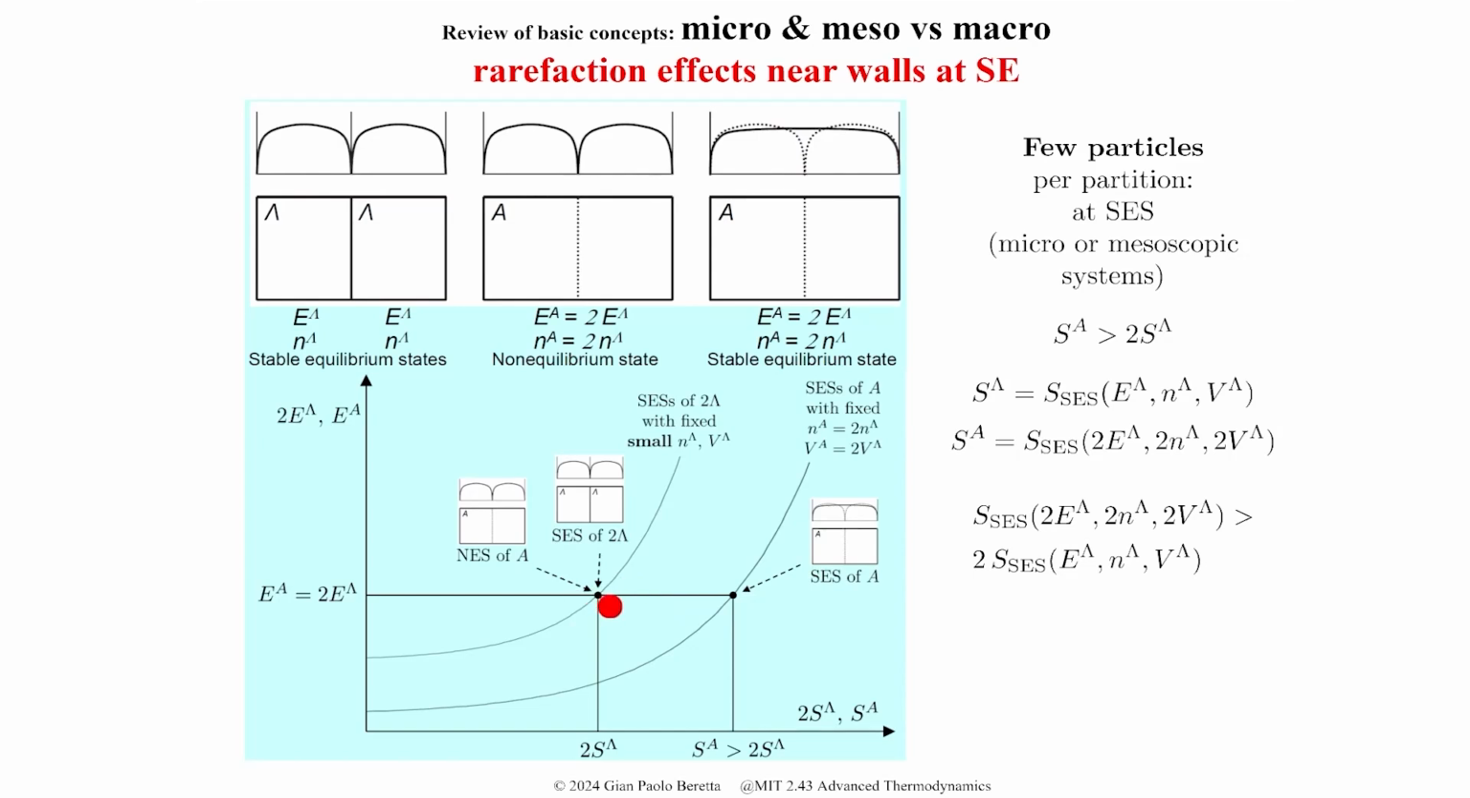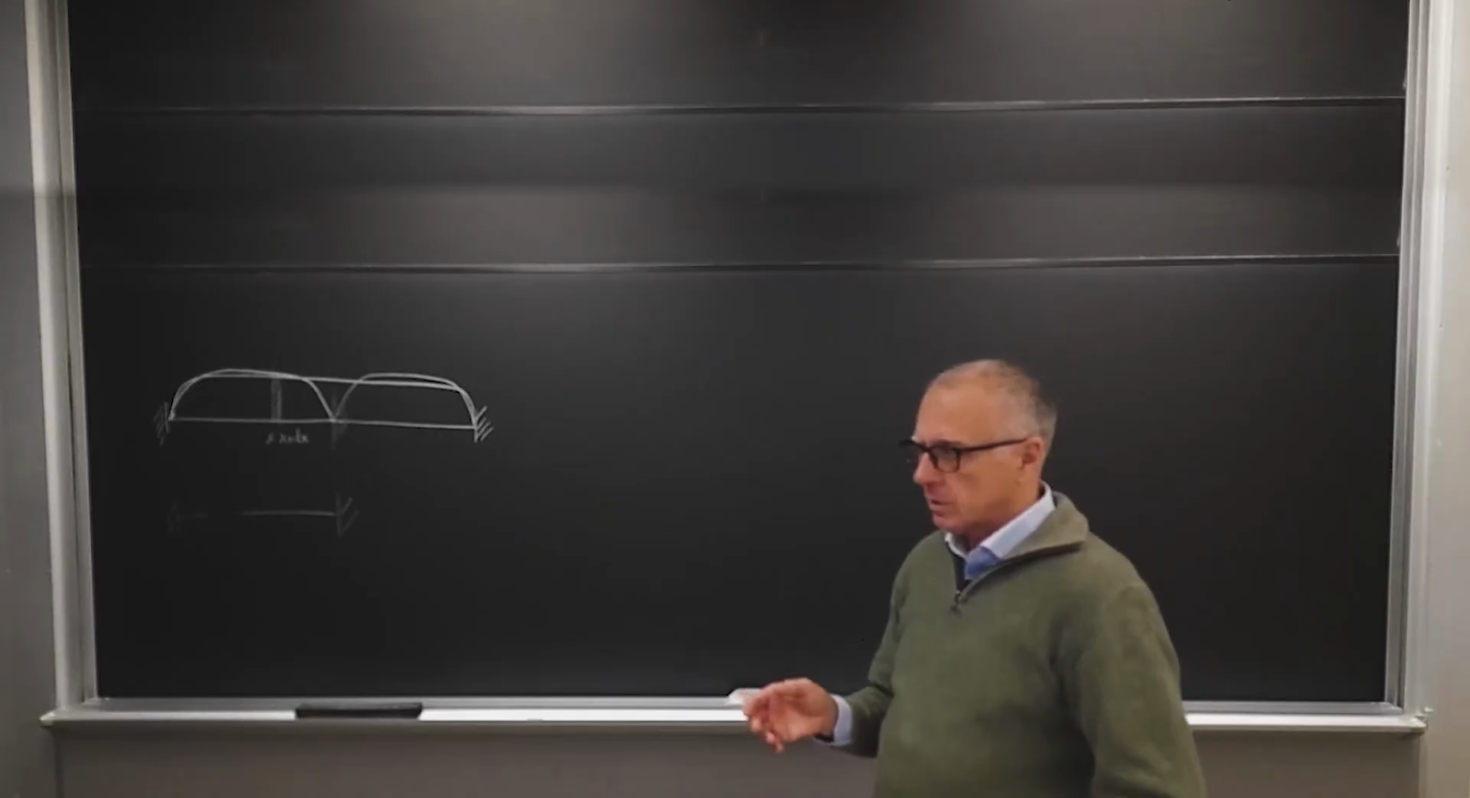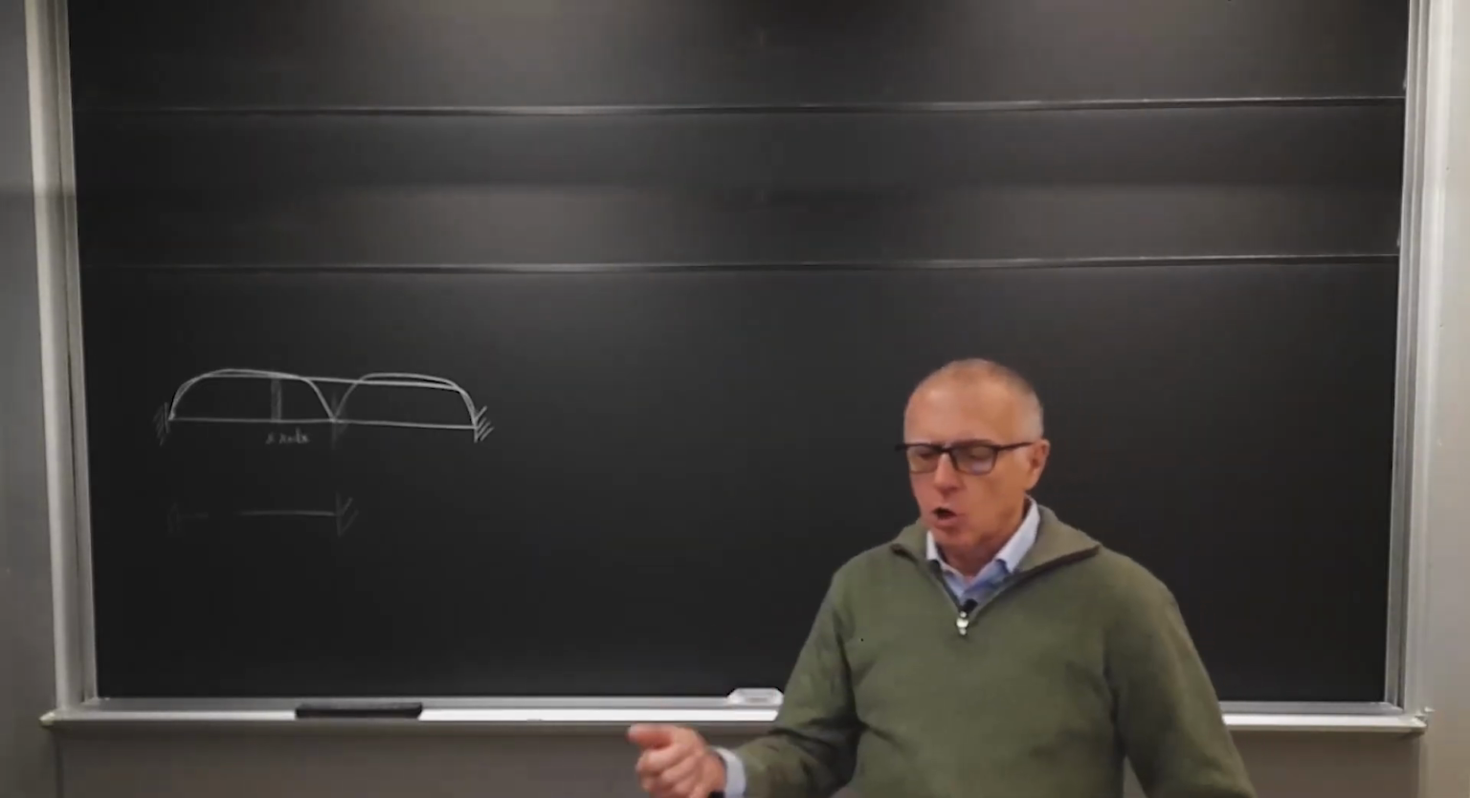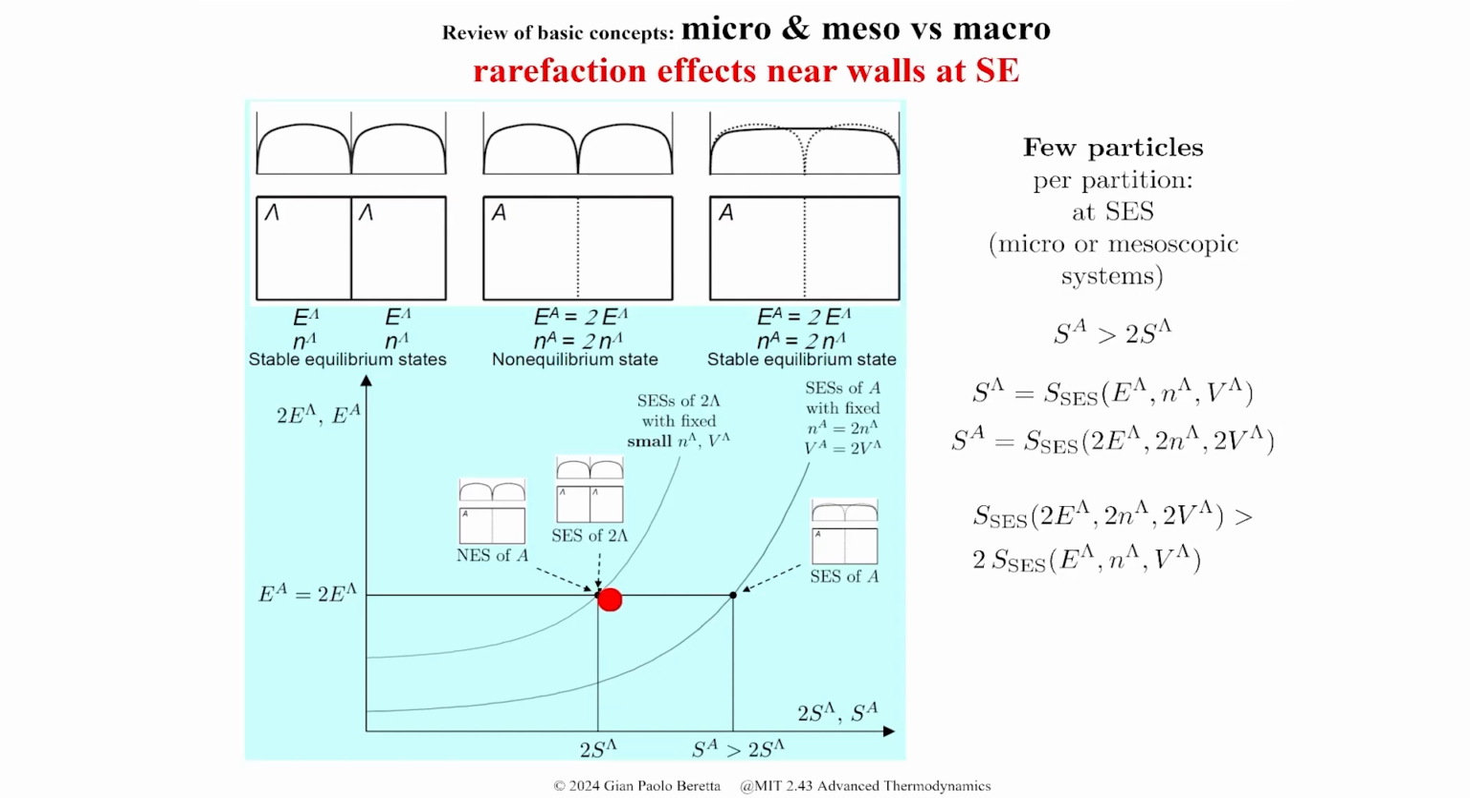So this point here represents, for the system with the partition, the initial stable equilibrium state, but it also represents the state of the system without partition, and it's the non-equilibrium state for that system. So here we call system A the one without the partition, and system 2 lambda, I mean lambda plus lambda, so it's 2 lambda, the system with the partitions.